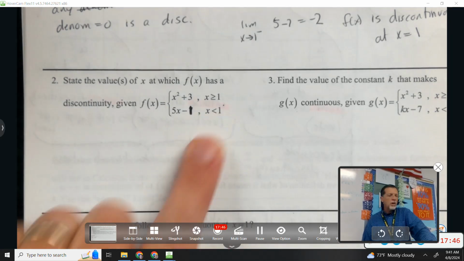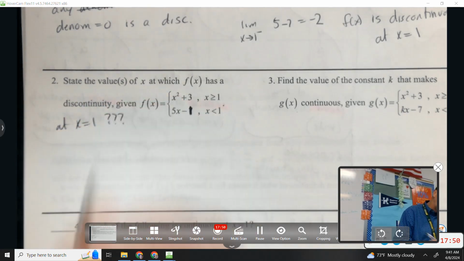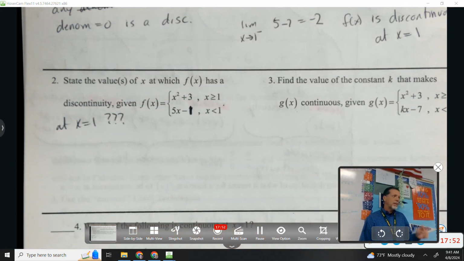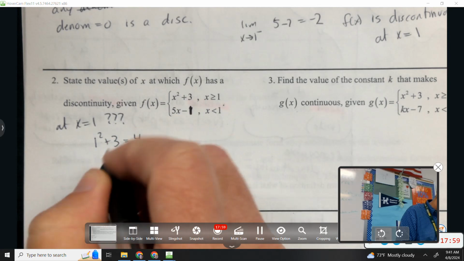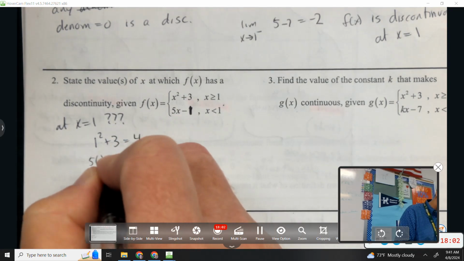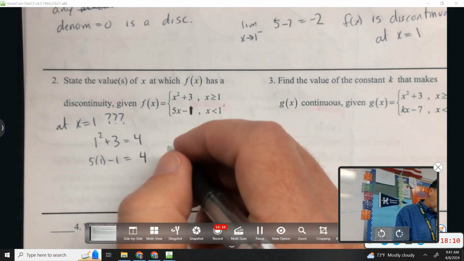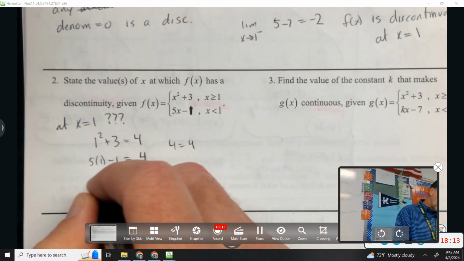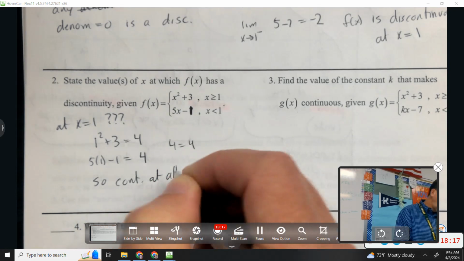But at x equals 1, I don't know. Let's figure it out. Let's plug into the first one, plug into the second one, and see if they meet. And now you can see why I changed this one, because the last one did not meet. This one does meet. 4 equals 4. So it's continuous at all values of x.